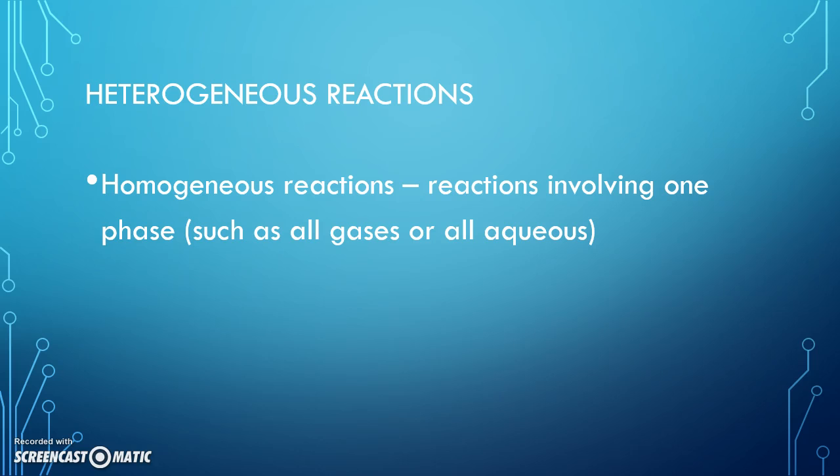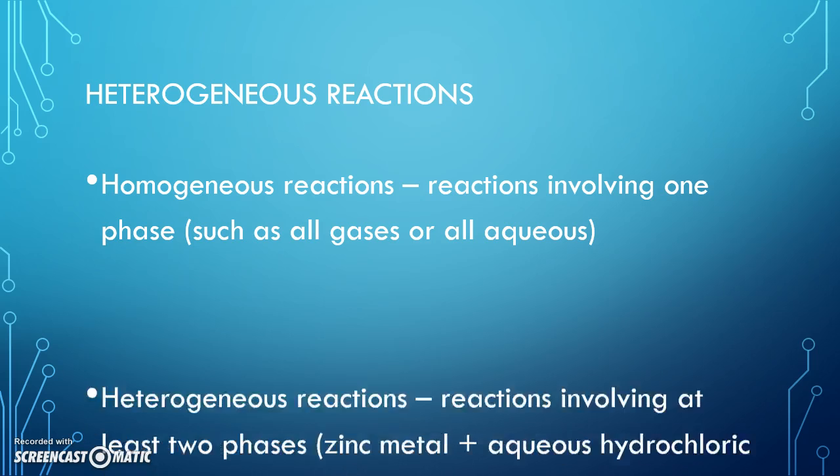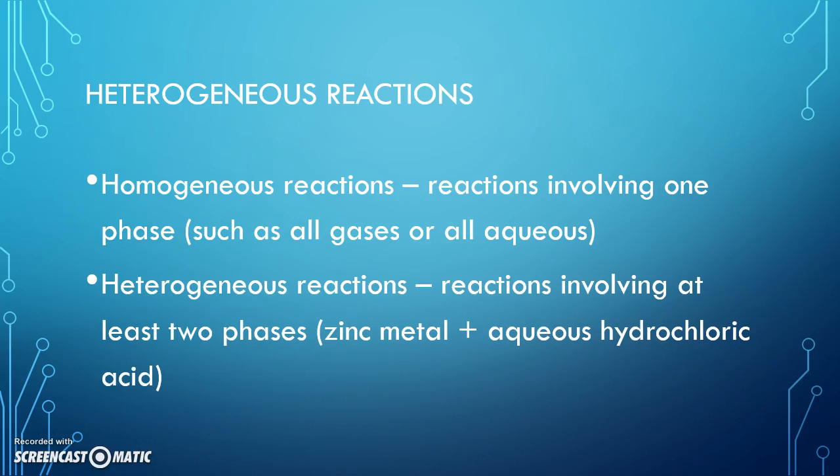And then homogeneous and heterogeneous reactions, these are just defining two terms that we already know and then applying them to reactions. A homogeneous reaction is a reaction involving one phase. We've done both types of reactions, we've just never categorized them. So a reaction that's all gases, like we did in gas laws, or all aqueous, like we did in our solution reactions, those are homogeneous reactions. Heterogeneous reactions are reactions involving at least two phases. So something like zinc metal plus aqueous hydrochloric acid would be a heterogeneous reaction.